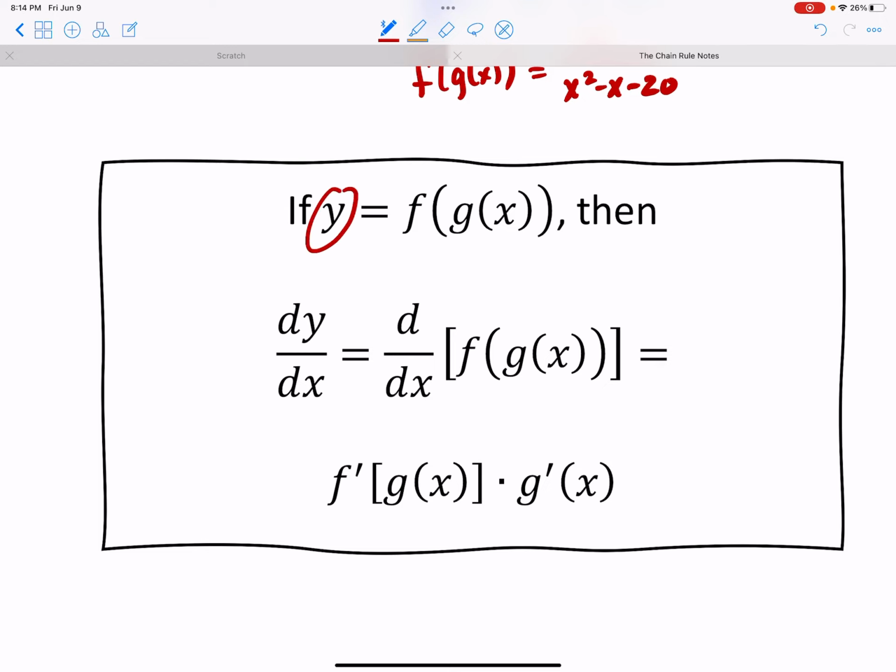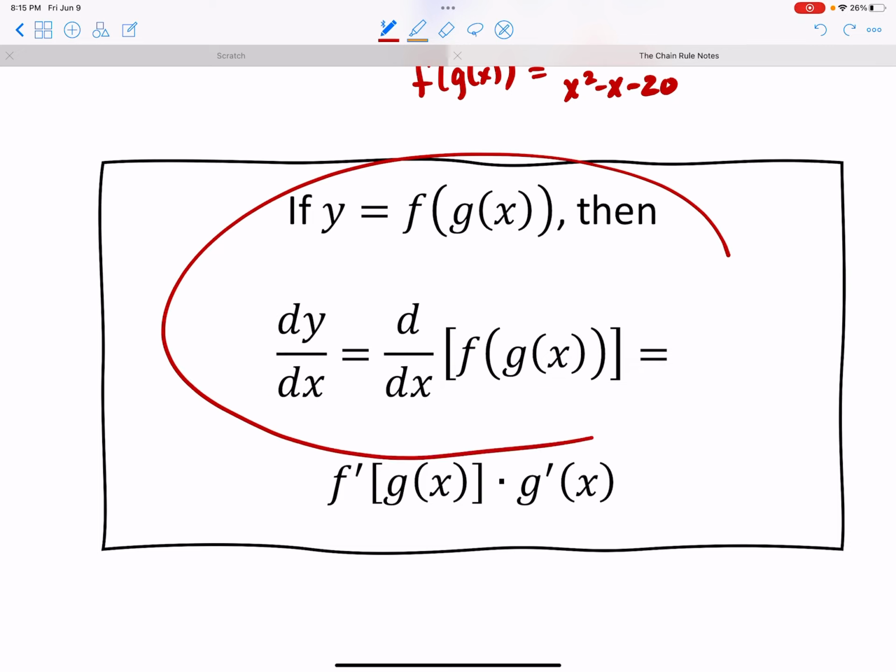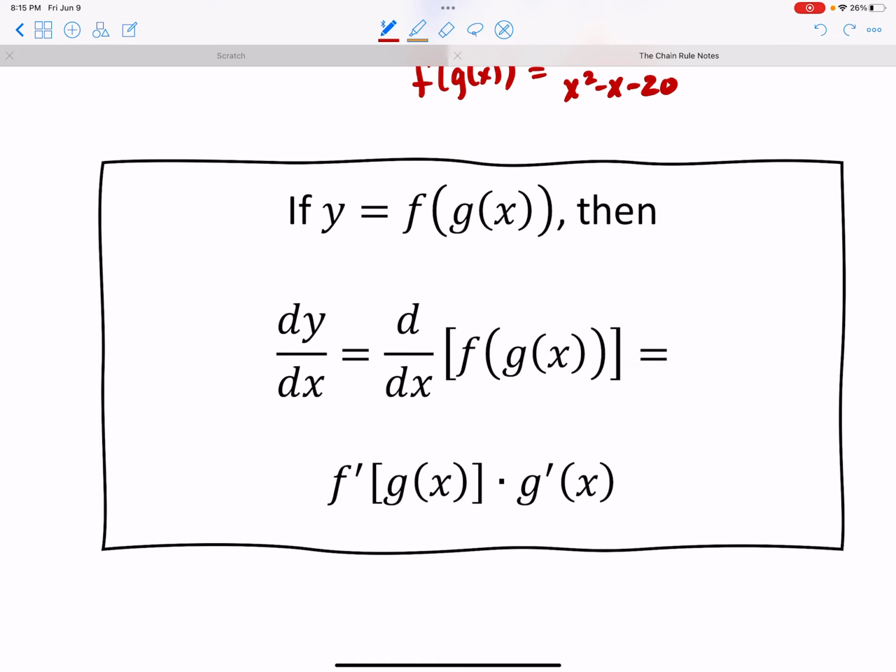So if we have a function, we'll call it y, that is defined by the composition of two functions. You have some outer, some inner. Then the derivative of y with respect to x, again, means we are differentiating with respect to x the composition of those two functions. So all of this is just notation. This tells us what we're doing. Here's the actual differentiation rule.